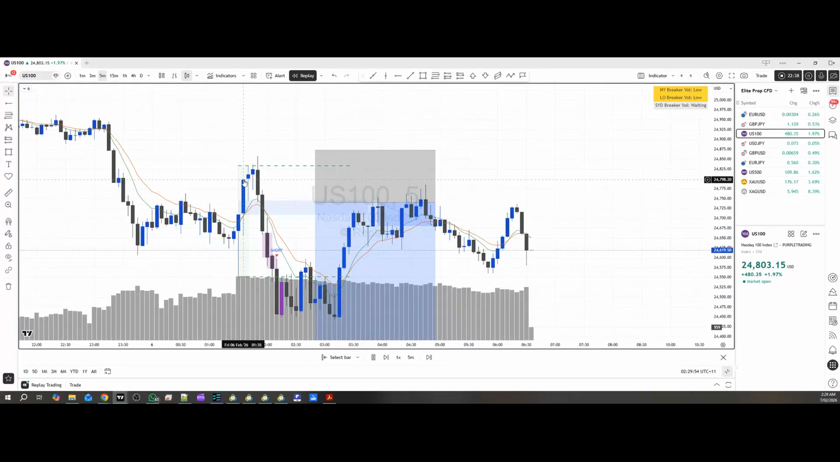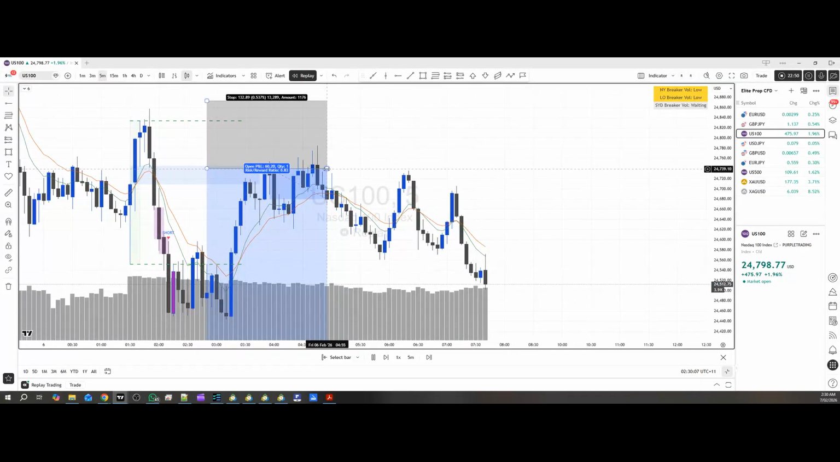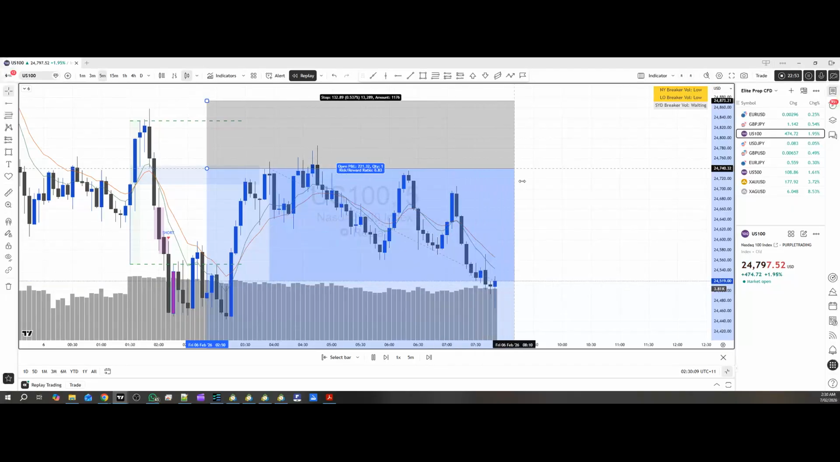This one was actually too late for me, so I didn't take this trade. We didn't take this trade the other day because it was too late. It was 1:30 or 2 o'clock, and I fell asleep. So that's okay. If I could have taken the trade, it could have been a good win.